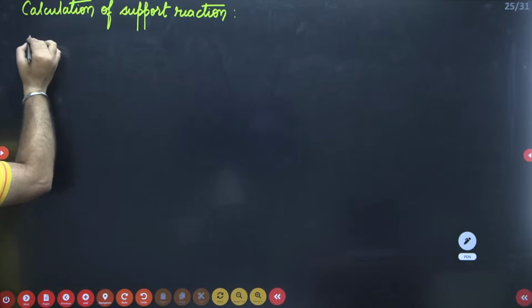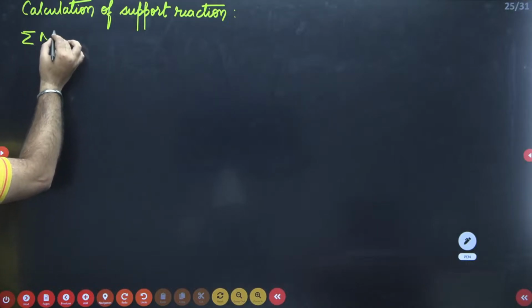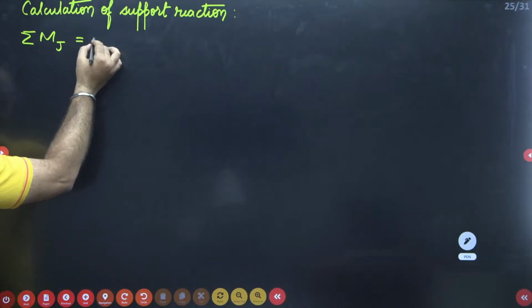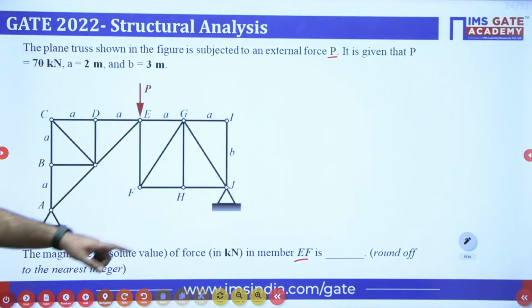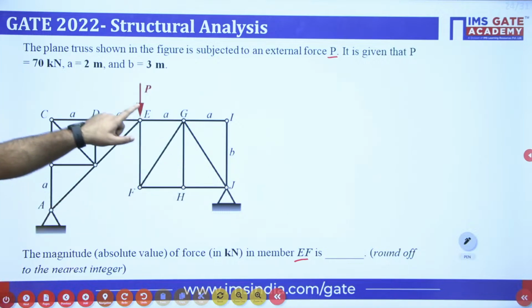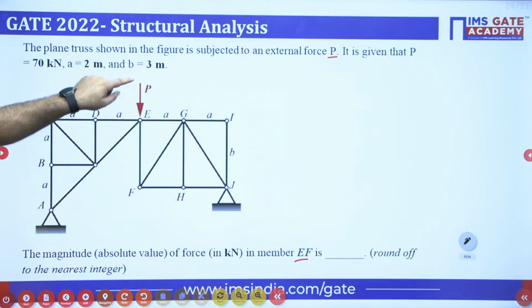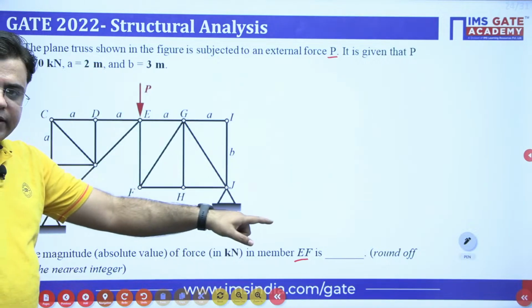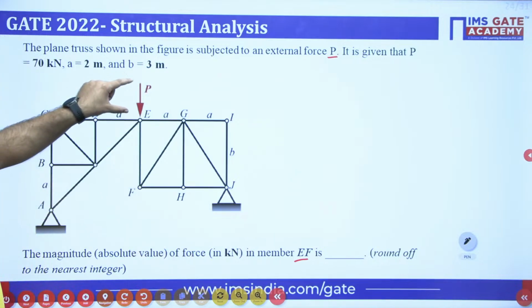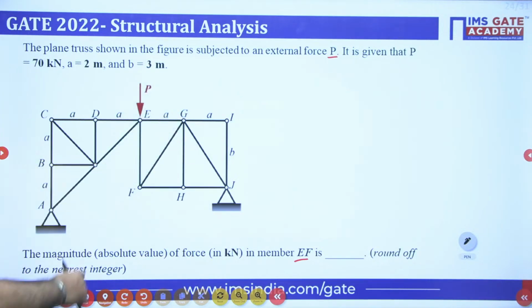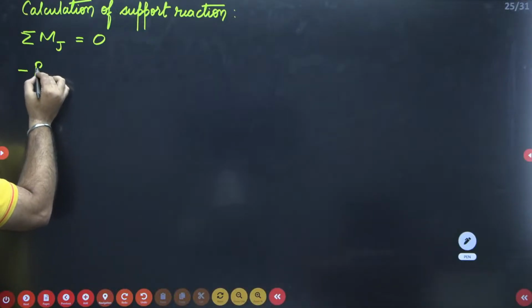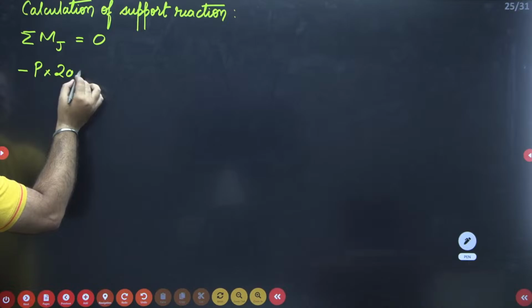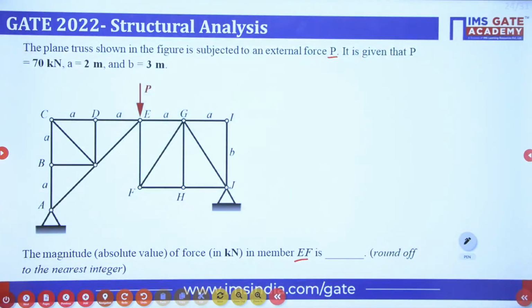So what I will do, I'll take summation of moment about point J should be equal to 0, right? When you observe this point J, the first moment will be due to this load, and this load will give an anti-clockwise moment. The value of that moment will be P into 2A. A is 2 meters. So I will write minus P into 2A. After that, I'll substitute the values.